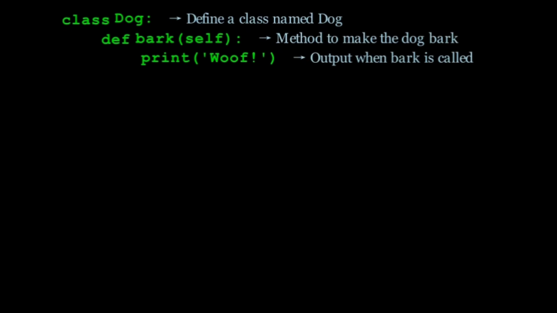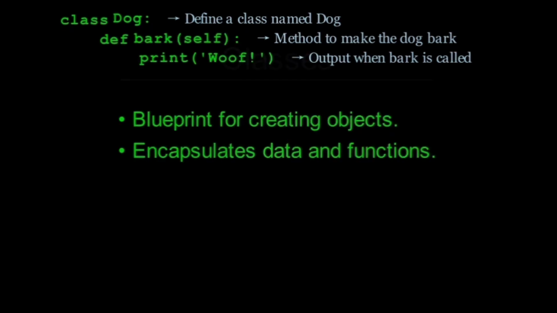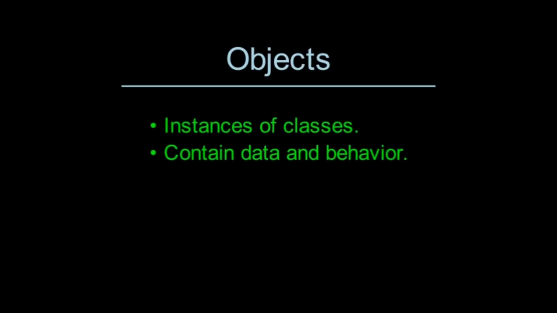Notice the self parameter. It refers to the instance of the class and is required for all the instance methods. Notice the keyword class used for creating the classes and the indentation that we have used. Once we have a class, we can create objects, which are the instances of the class. Objects are the actual entities created from our class blueprint. Each object has its own state but shares behavior defined in the class.